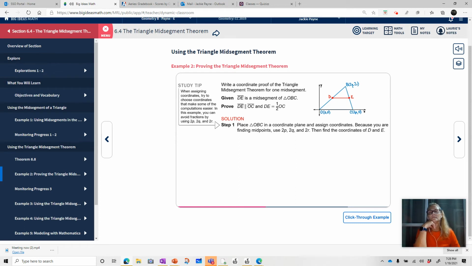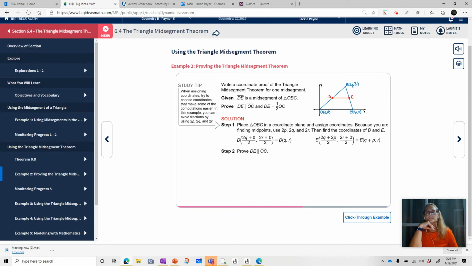The coordinates of midpoint D are the quantity (2q + 0) divided by 2, the quantity (2r + 0) divided by 2. Simplify, and this is equal to (q, r). The coordinates of the midpoint E are the quantity (2q + 2p) divided by 2, the quantity (2r + 0) divided by 2. Simplify, and this is equal to (q + p, r).